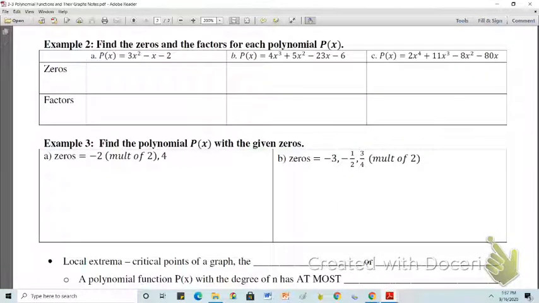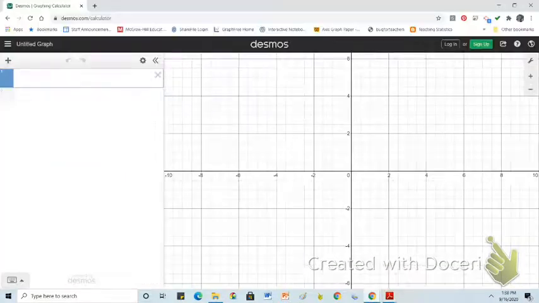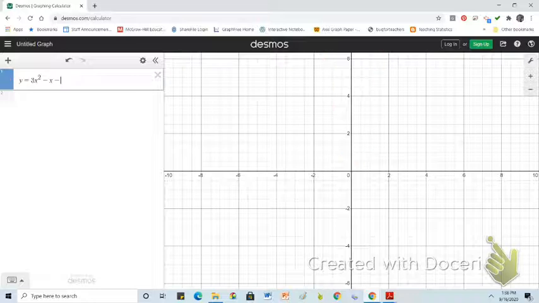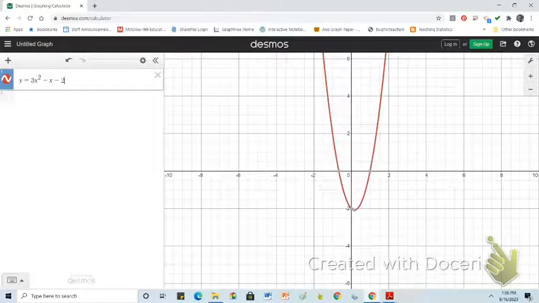So if I look at example 2, it says find the zeros and the factor of each polynomial. We're going to use our calculator or Desmos to help us out. So let me switch over to Desmos and I will show you how to go about finding these. The first thing I'm going to do in Desmos is type in my function. It was y equals 3x squared minus x minus 2.